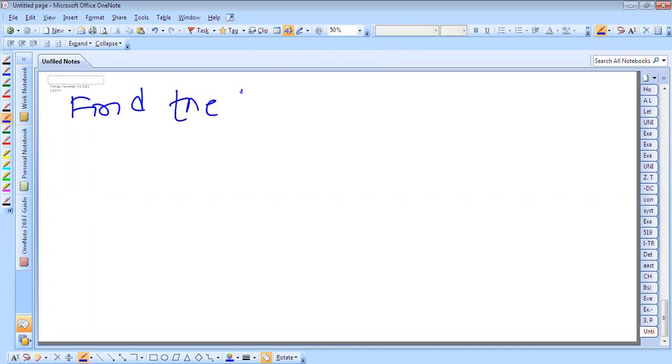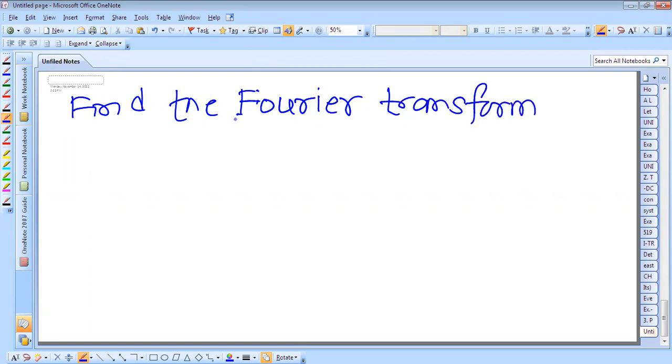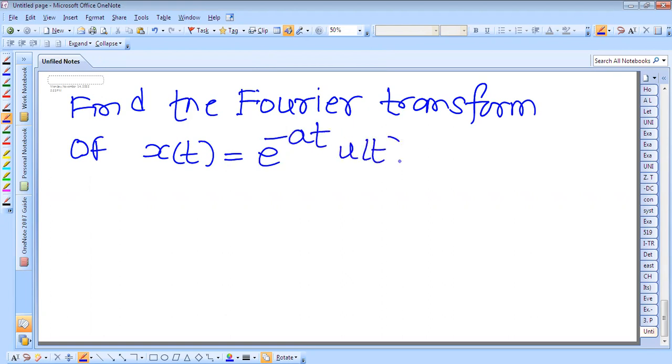Find the Fourier series, where we'll discuss the problem about the Fourier series. So find the Fourier transform of the signal x of t is equal to e raised to power minus at into u of t. Plot its magnitude and phase plot.